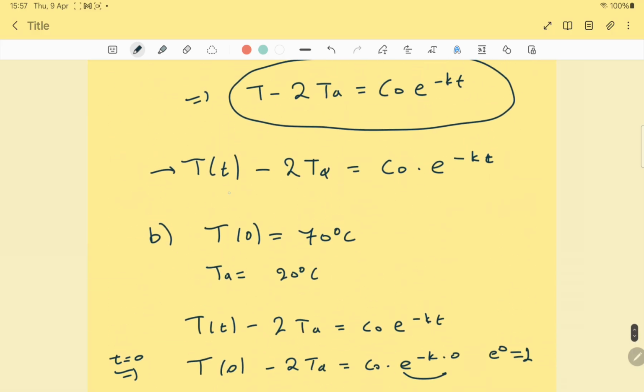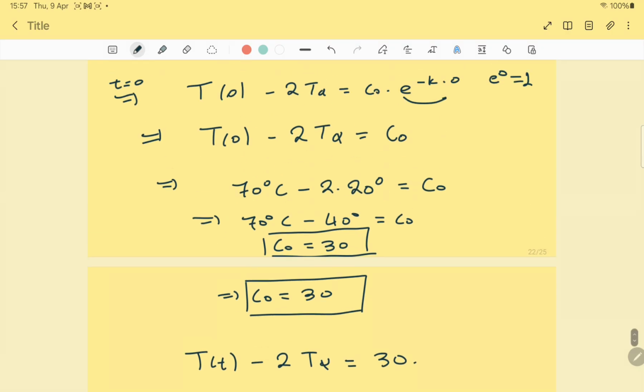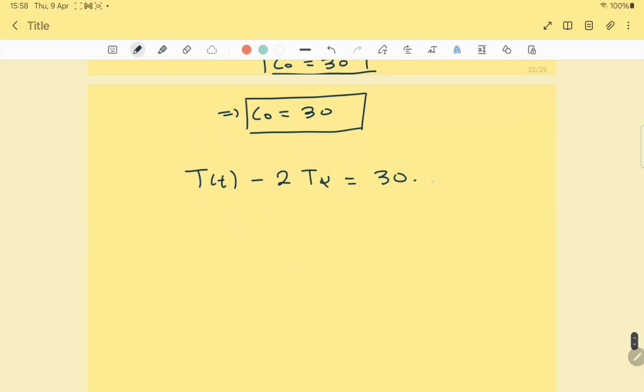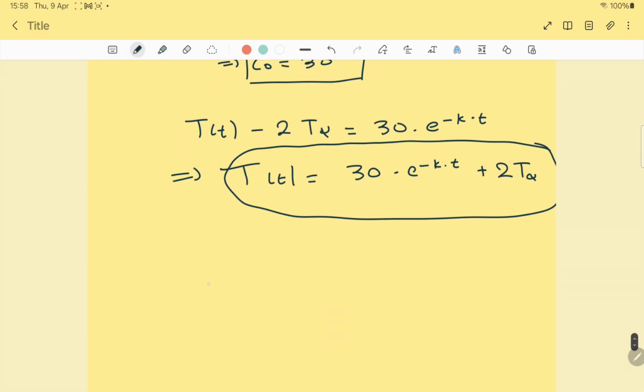And we can go back into this equation. T of t minus Ta equals 50 times e to the minus k times t. And then we can obtain a formula for the temperature. Capital T is going to be 50 times e to the minus k times t plus Ta. Okay, and that's the end of this part as well.